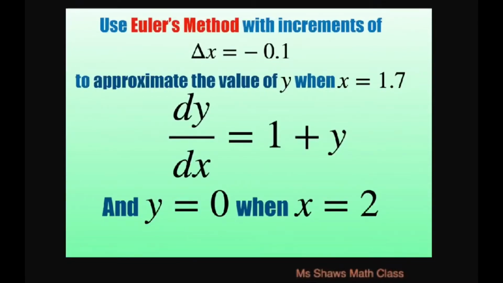Hi everyone. We're going to use Euler's method with increments of delta x equals negative 0.1 to approximate the value of y when x is 1.7. We have dy divided by dx equals 1 plus y, and y equals 0 when x is 2.